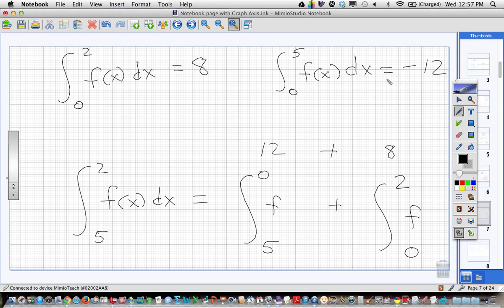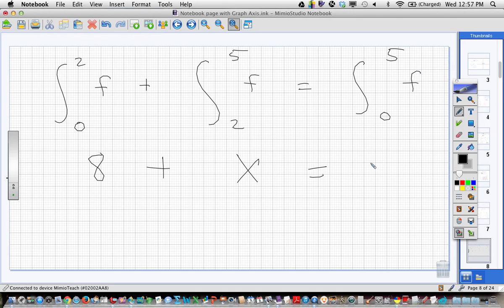And then what's the integral 0 to 5? Negative 12. So we'll put negative 12 over here. Now you subtract 8 from both sides, you get negative 20. So that means this integral 2 to 5 is negative 20. So the one I want, 5 to 2, is positive 20. So you can make it work that way too.